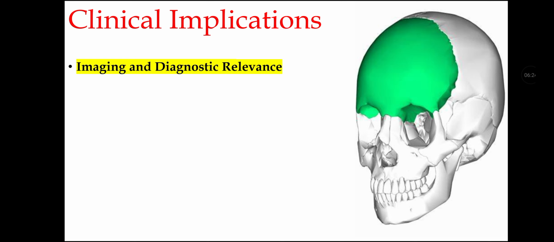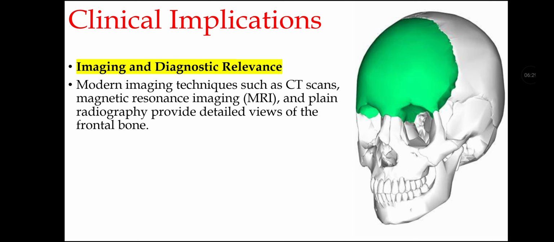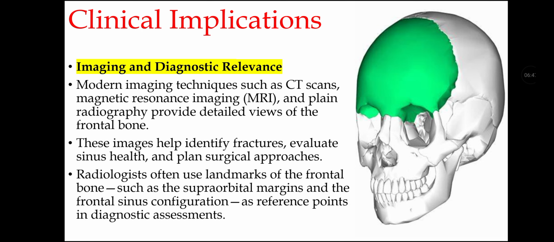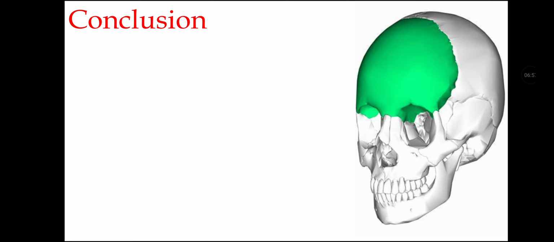Further talking about clinical significance, it also has significance in imaging and diagnostic category. Modern imaging techniques such as CT scan or computed tomography, magnetic resonance imaging or MRI, and plain radiography provide detailed view of frontal bone. These images help identify fracture, evaluate sinus health, and plan surgical approach. Radiologists often use landmarks of frontal bone such as supraorbital margin and frontal sinus configuration as a reference point in diagnostic assessments. Now let's talk about conclusion of whole this lecture video.